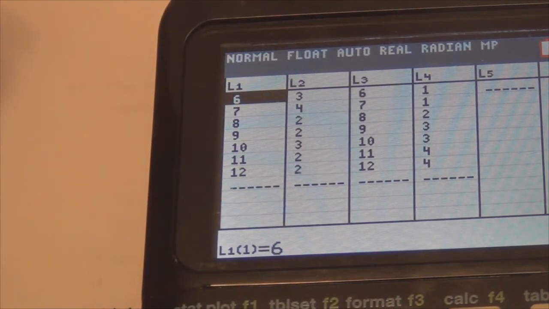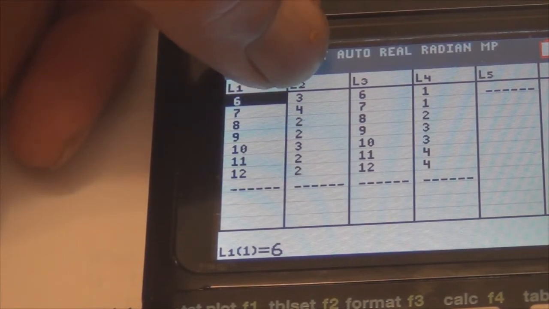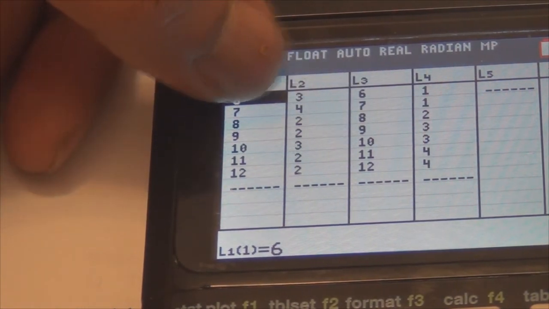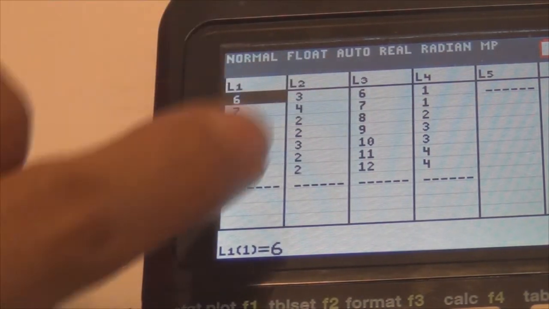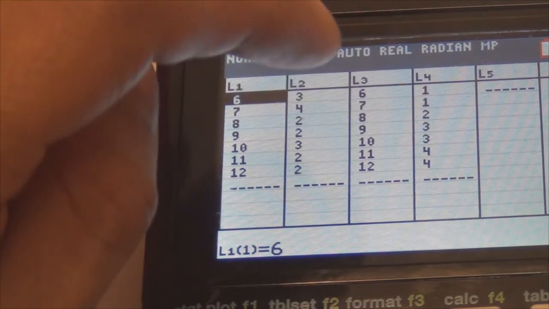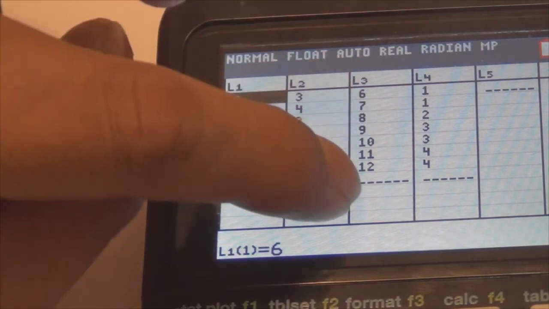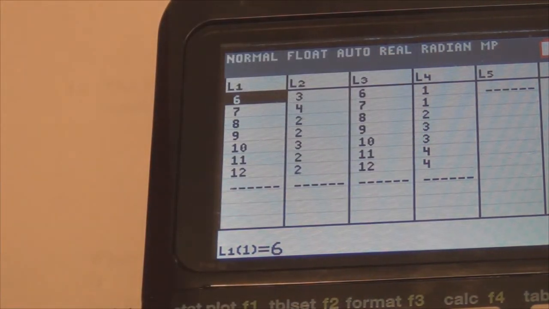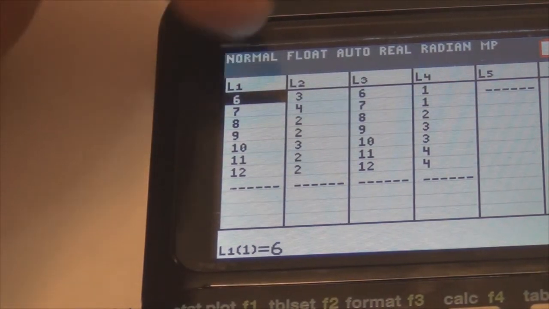That means how many of something is happening at that situation. So for the 6 years old, there are 3 players. Then 4 players at 7, 2 at 8, 2 at 9, and so on. Then on L3 and L4 I put the data for the basketball players. So the ages and then the frequency, how many of them. Now I'm gonna calculate. Let's start with the soccer players, which is L1 and L2.